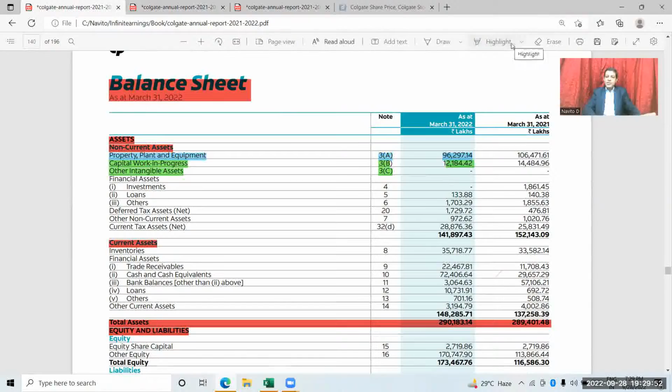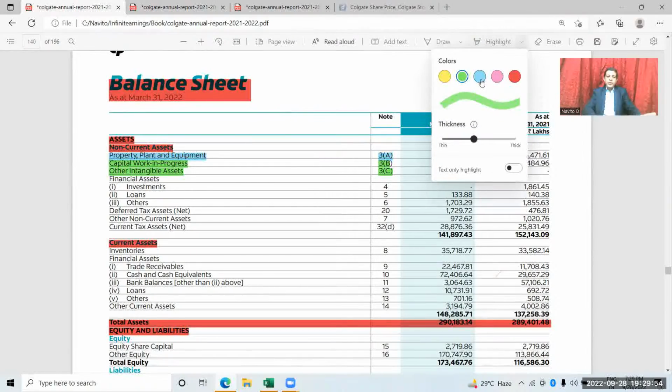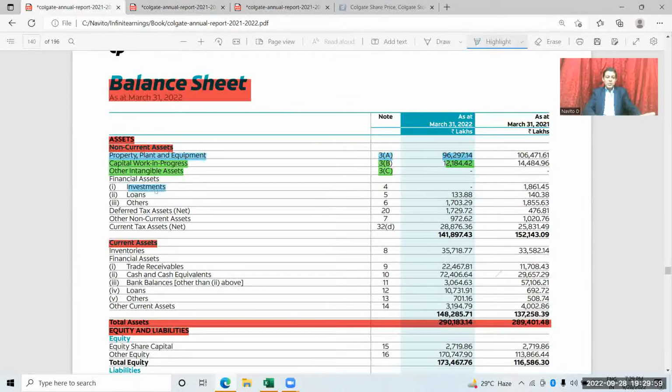Then you have financial assets, as I've explained in the previous videos as well. Financial assets are basically what the company does investments on. These are long-term investments. There is loan which it has provided, and there are certain other financial assets. So investment, let us go into note 4 first.